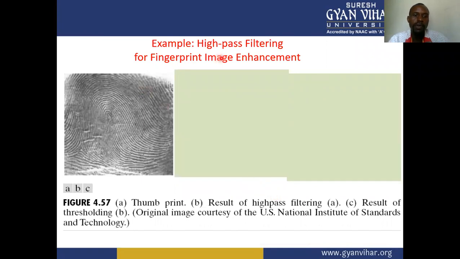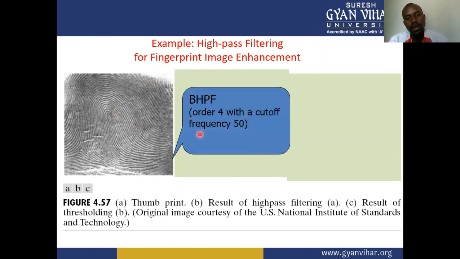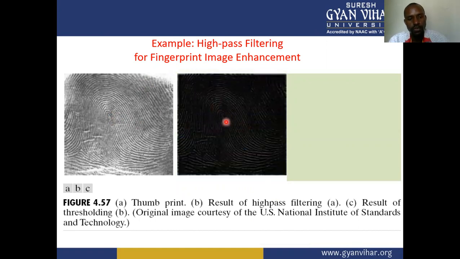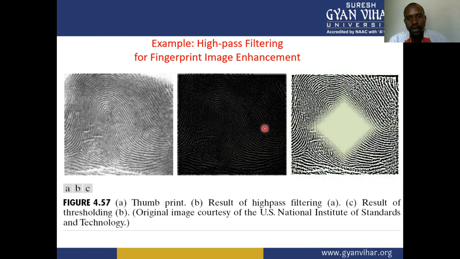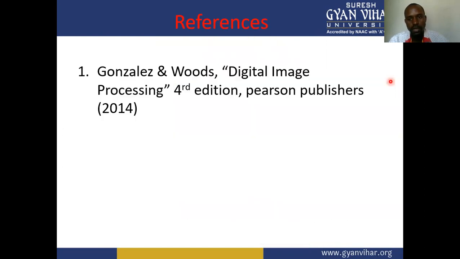This is a representation of high-pass filtering for fingerprint enhancement. We have our input image, then we get our order four with the cutoff frequency of 50. And next, this is the output that we get by now applying the Gaussian filter. Then finally, this is the output that we obtain. You can see now these are the edges that we get, and then they are transferred into this filtering.